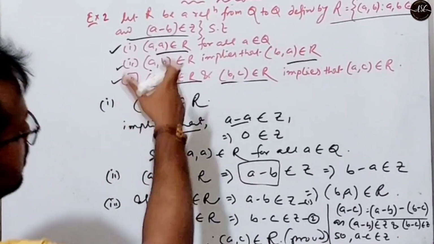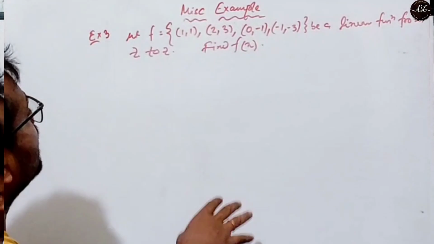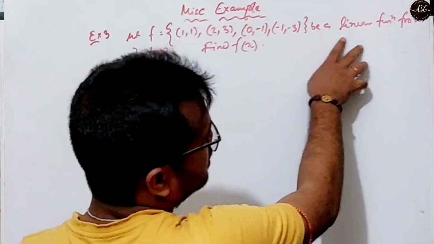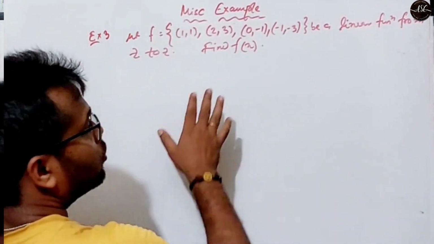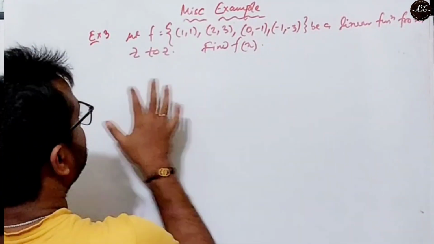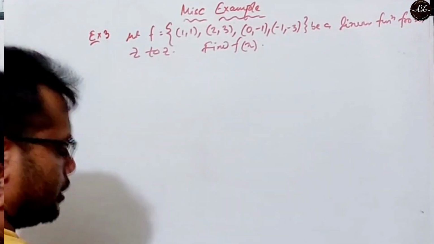So we have proved the 3 questions. Let f be the function with x values 1, 1, 2, 3 and y values 0, -1, -1, -3... be a linear function. Linear function means f(x) is equal to mx plus c form. From Z to Z, find f(x).